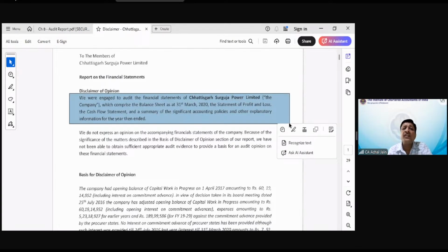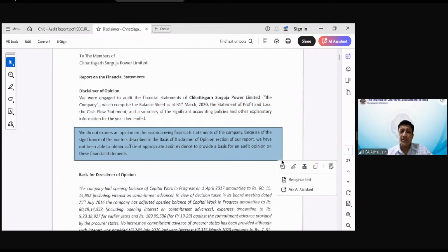Now the auditor says we were engaged to audit. Has he used any term anywhere that we have audited? Tell me. Can he say that we have audited? He can't say. Why? Because he can make that statement only when he gets the required information. If he doesn't get the required information, how can he make the statement that we have audited? Yes or no?